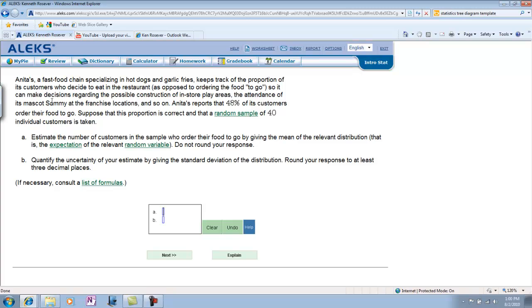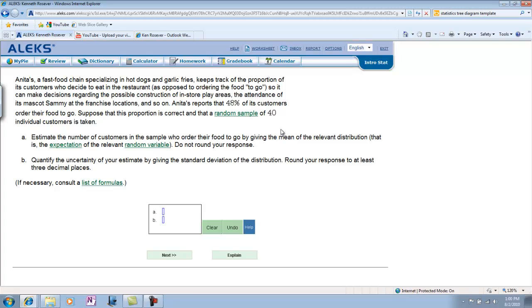It's very simple. Anita's is a fast food chain specializing in hot dogs and garlic fries, keeps track of the proportion of its customers who decide to eat in the restaurant, so it can make decisions regarding the possible construction of... This seems like the introduction to another problem we had. Anyways, Anita's reports that 48% of its customers order their food to go. Suppose this proportion is correct, and a random sample of 40 individual customers is taken.